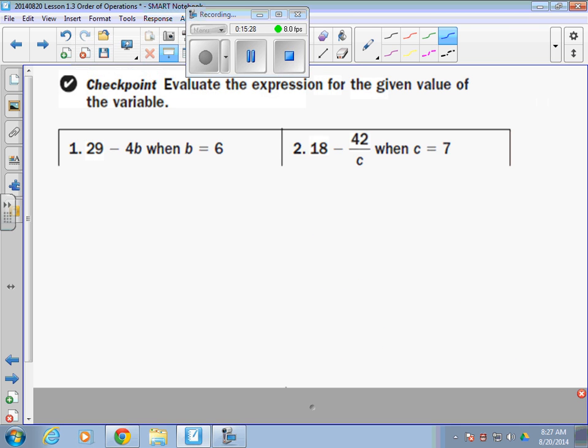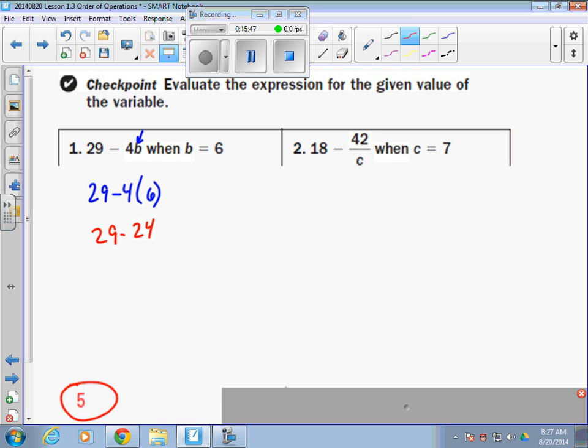And then quickly, let's look at the checkpoint problems. 29 minus 4b when b equals 6. In place of b, we're plugging in 6. 29 minus 4 times 6. Multiply 4 times 6 to get 24. So 29 minus 24 is 5.